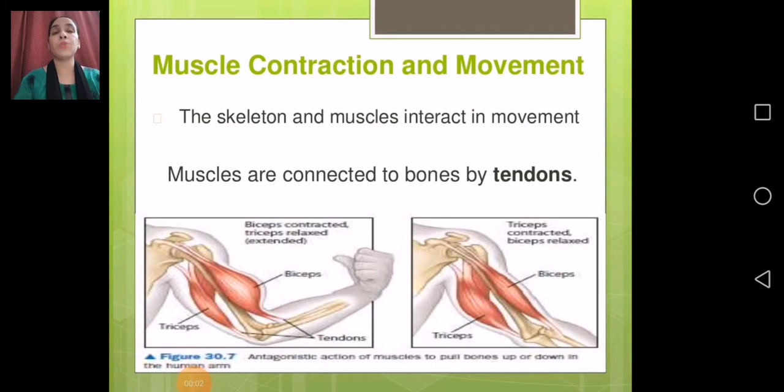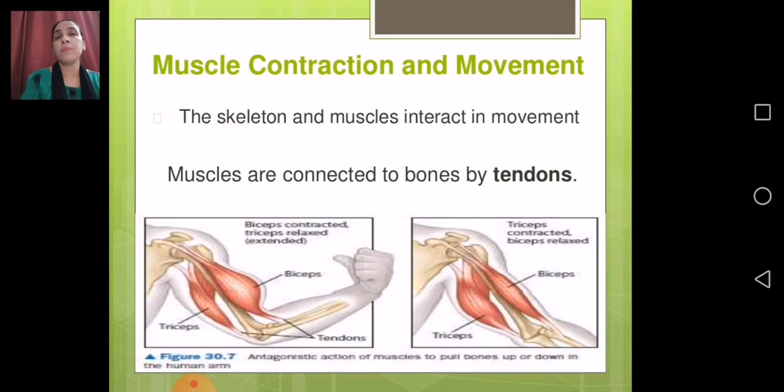Students, we understood about movement, different types of movement, as like earthworm allows movement in their body due to muscle contraction and expansion. So, muscle contraction and movement, how they go hand in hand, that we do understand now. Now, muscle contraction and movement, the skeleton and muscle interact in movement.